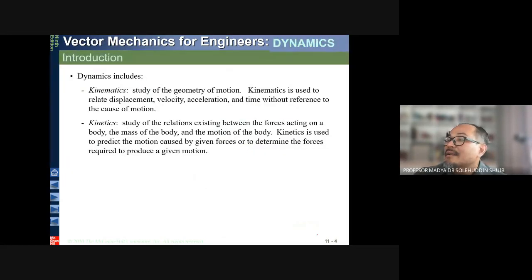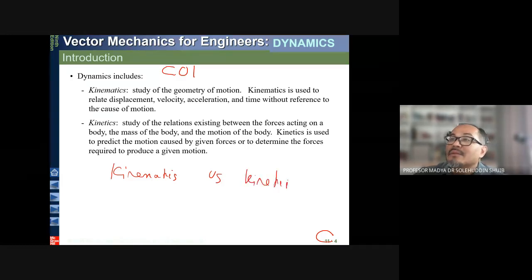And in this slide 4, what I'm trying to show here is a CO1 type question. You should be able to differentiate between kinematics versus kinetics. What is the difference? In kinematics we study about motion, and in kinetics we study about the relation existing between forces acting on a body, mass, and motion of the body.